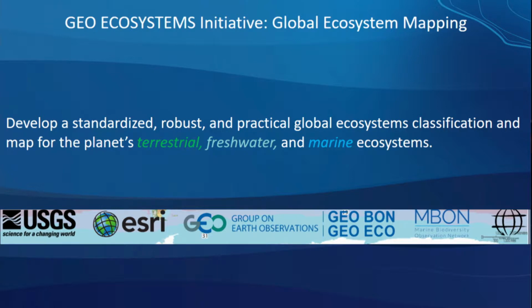And we saw a video this morning about GEO and Esri's relationship with GEO. The work that we're doing together is from the GEO, which is a consortium of over 100 nations, the Group on Earth Observations. They have an agenda, they have lots of tasks. And there's one that I lead, that the USGS leads, from the GEO Ecosystems Initiative, which is essentially to map global, standardized, robust, practical ecosystems for freshwater, terrestrial, and marine environments. We are working through that charge.